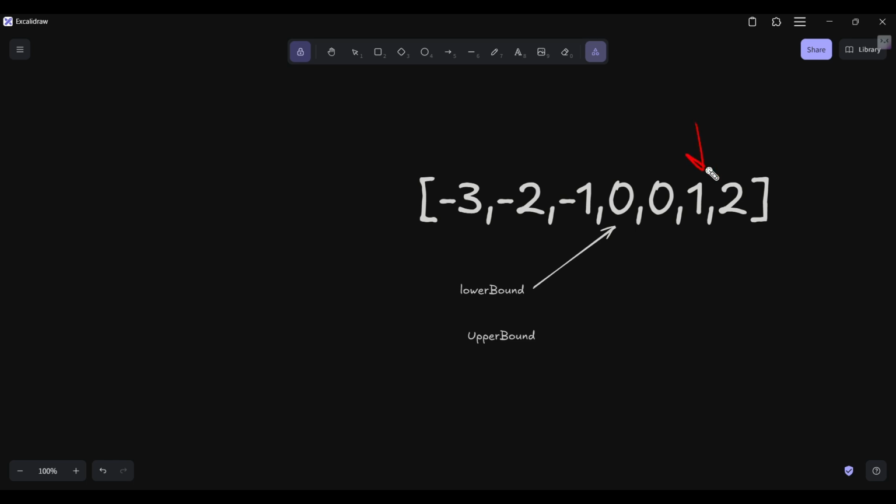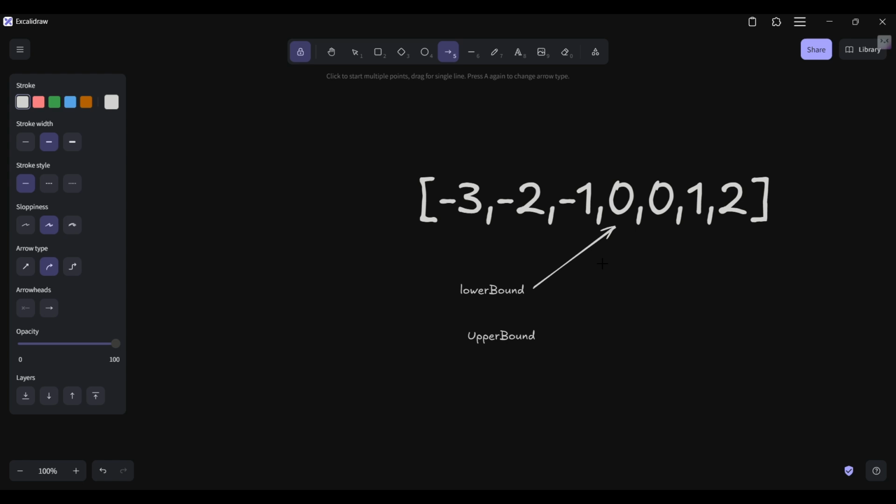So the upper bound would be simply here, that is just greater than 0, not equals to 0 or less than 0, just greater than 0. So the upper bound will always be greater than 0. So you got the thing, that is what the upper bound is. So the upper bound would be simply 1.